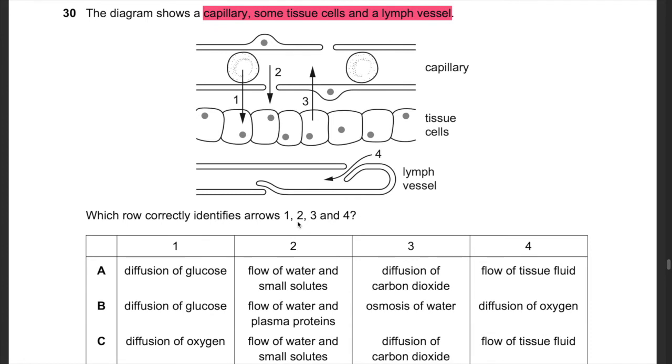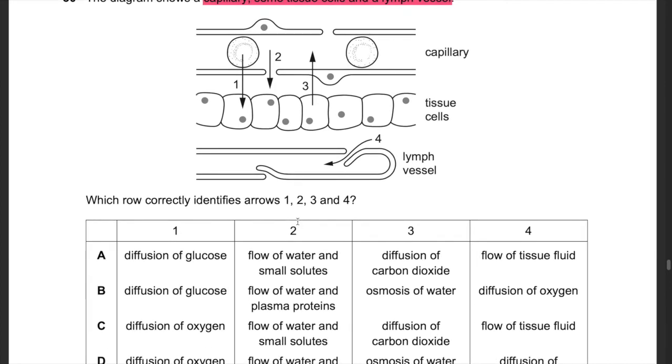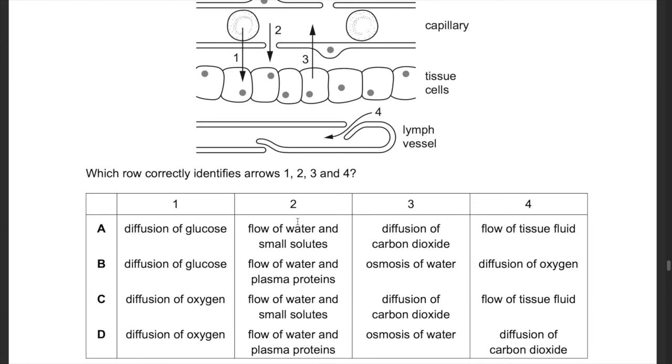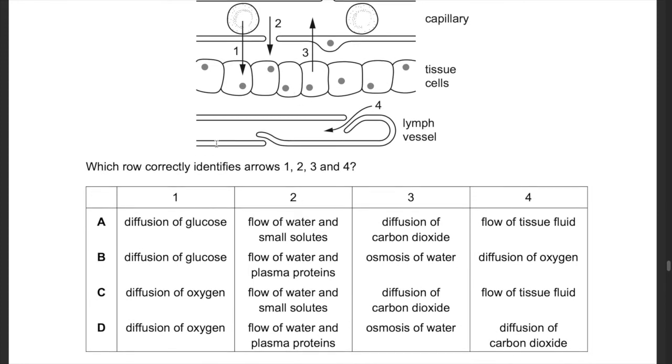Question 30. The diagram shows a capillary, some tissue cells and a lymph vessel. Which row correctly identifies arrows 1, 2, 3 and 4? So the diagram is given alongside with labels such as the capillary, tissue cells and lymph vessel and some arrows. They are asking us to identify the arrows. So arrow 1 is obviously the diffusion of oxygen. Arrow 2 cannot be the flow of plasma proteins, as plasma proteins are too large to pass across the pores of a capillary wall. Therefore, option B and D is wrong, and the correct answer is option C.